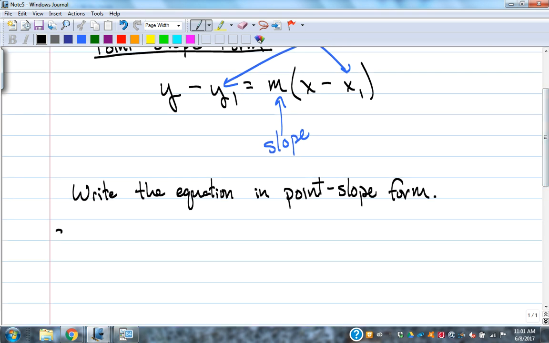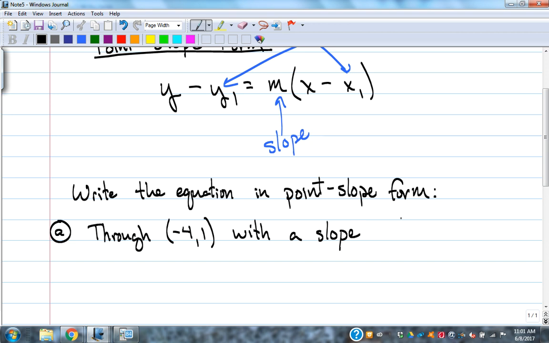All right, so the first example is we're going to write the equation in point slope form for a line that goes through (-4, 1) with a slope of -3. So on this one, they give us a slope and they give us the point that the line goes through. So they give us everything we need to write the equation in point slope form.